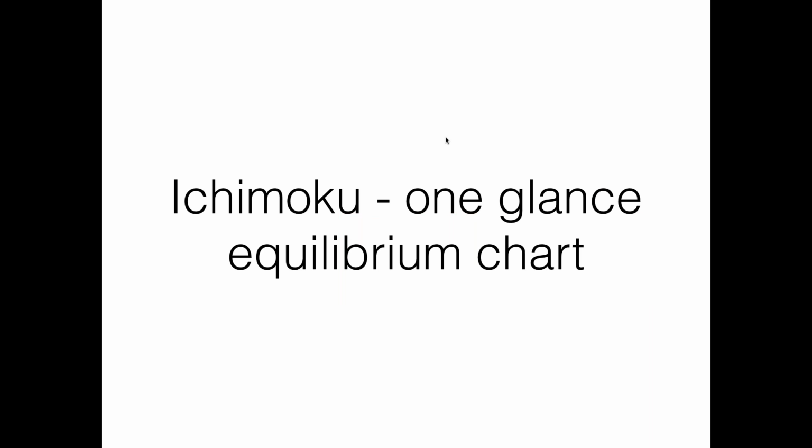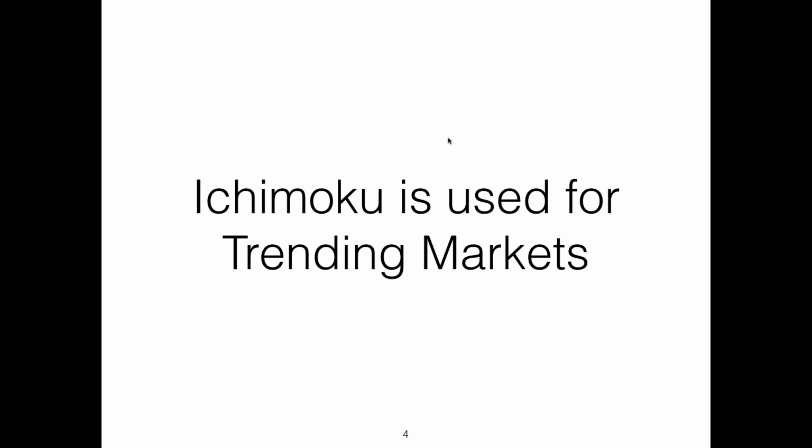So let's do a review session of what happened last week. Ichimoku is a one-glance equilibrium chart because it lets users determine the medium-term and short-term bias of a position instantly. It shows the momentum, the sentiment, and the strength of the trend. Ichimoku is an effective tool for trending markets, whether the global stock market, forex market, commodities market, practically for any kind of trade.